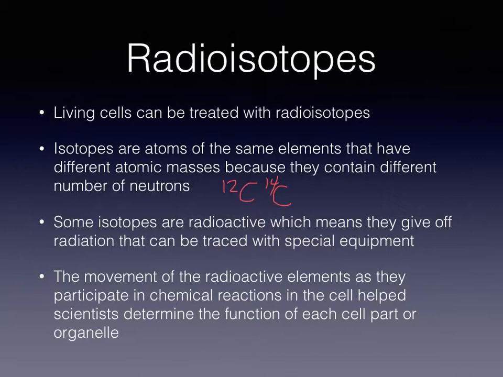Uranium-238, 237. The movement of the radioactive element as it precipitates in the chemical reactions in the cell helps science determine the function of each cell part or organelle.